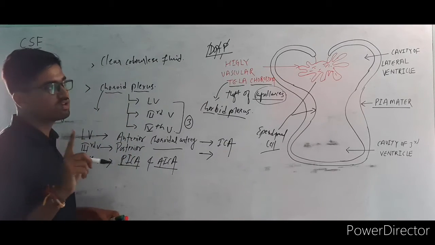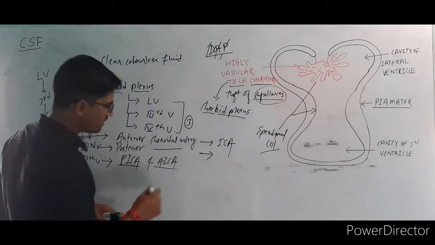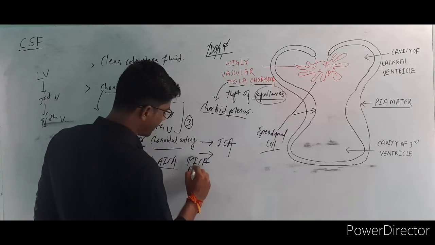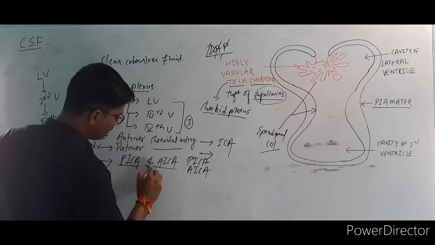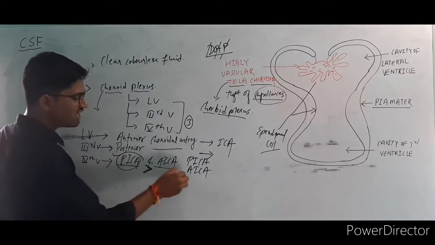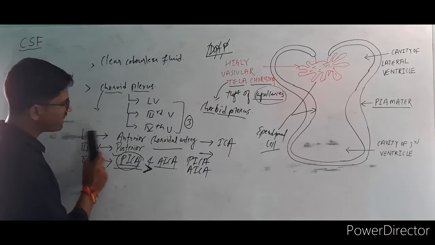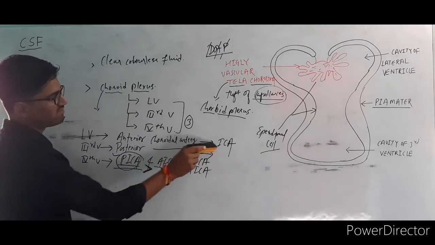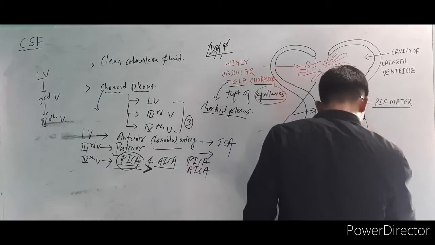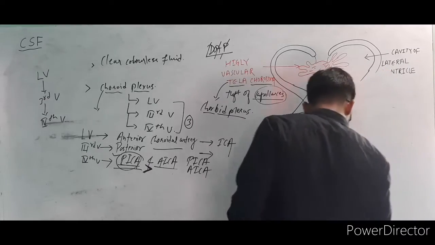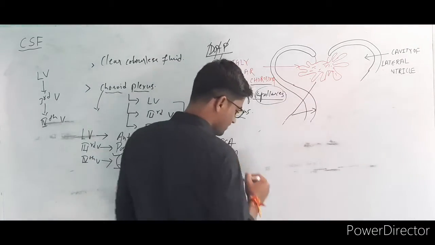One time, one question came in Chandigarh PG, that the fourth ventricle choroid plexus is formed by. The first option is PICA, the second option is AICA. Which is the correct answer? PICA is greater than AICA. So whenever this question comes, you have to select PICA. If there is a third option, both, then go for both. Otherwise, PICA, right? So the lateral ventricle choroid plexus is formed by the anterior choroidal artery, which is a branch of the internal carotid artery. The posterior choroidal artery is a branch of the posterior cerebral artery, right? Yes.